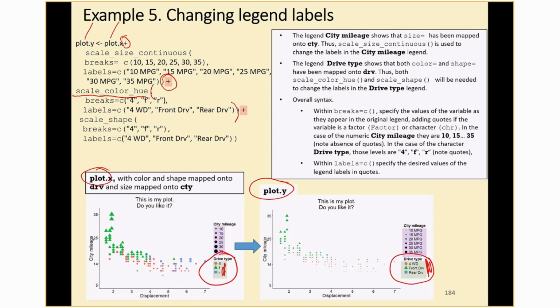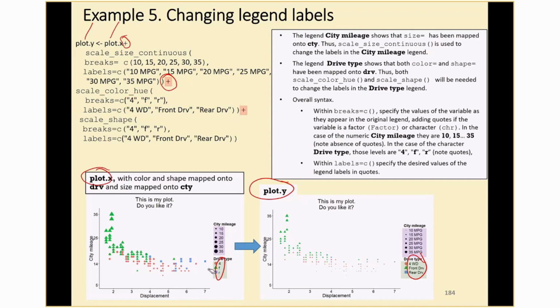I'm going to add scale color hue, but as before, I'm going to have breaks equals, and then it's a vector, labels equals, and then a vector. So in breaks equals, I put what was initially there for F and R. Notice now these things are in quotes because F and R are character. Then labels equals, I specify a vector. I specify the values that I actually want to appear. These values here, again in quotes, because they're a vector.